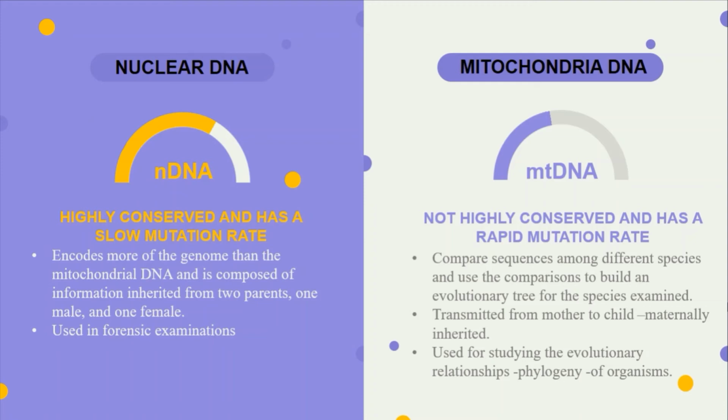Next, we have mitochondrial DNA, mtDNA. mtDNA is not highly conserved, but it has a rapid mutation rate. It is useful for studying the evolutionary relationships of organisms. Biologists can determine and compare the mtDNA sequences among different species and use the comparison to build an evolutionary tree for the species examined. And because mtDNA is transmitted from mother to child, it can be a useful tool in genealogical research into a person's maternal line.